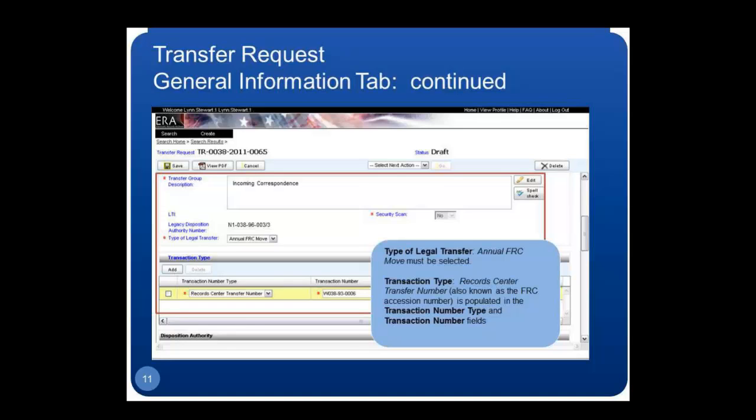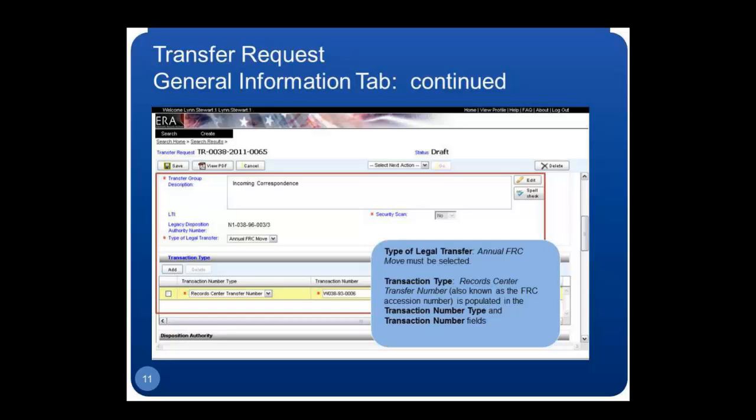In this same section, again, you will see the Legacy Disposition Authority number. Again, a very fancy term, a little awkward perhaps, but what that is, is the underlying 115 and 115 item number that actually indicate that these records are permanent and it's the authority on which the transfer is based. The type of legal transfer for these kinds of records that we're talking about is always going to be the annual FRC move. Please do not change that. Also, grayed out should always say security scan no, because none of these records are electronic and being conveyed electronically.